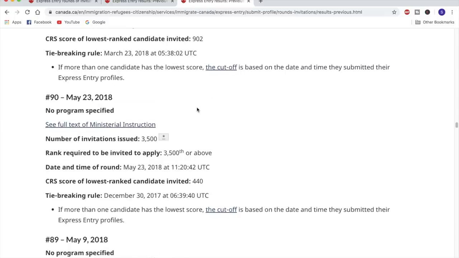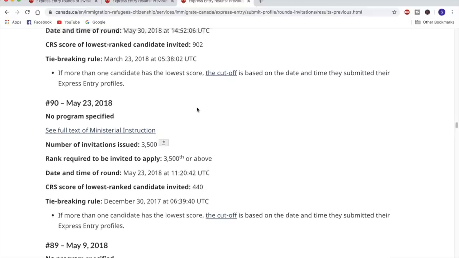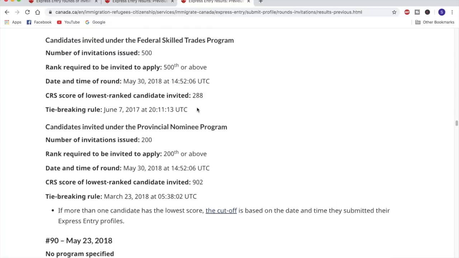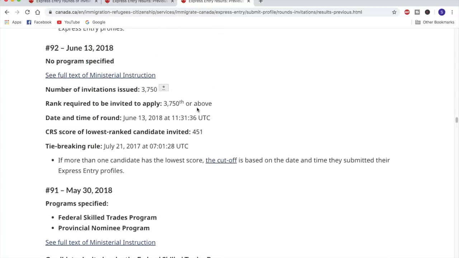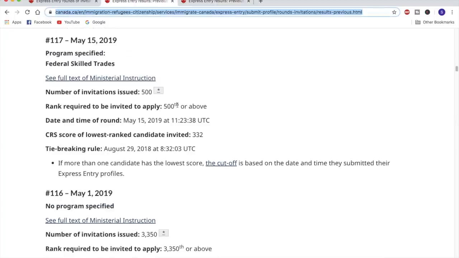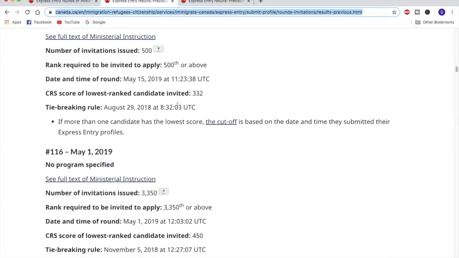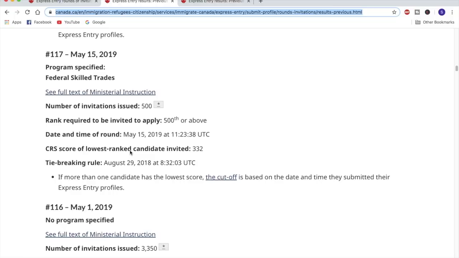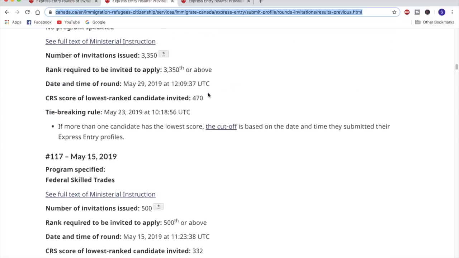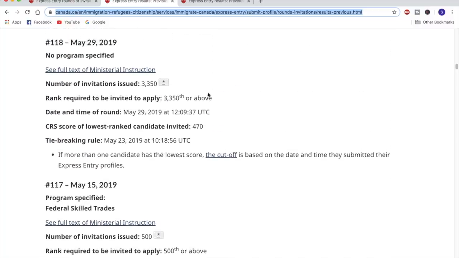If you see the dates here, on May 23rd, 2018, the 90th express entry draw was conducted, while after that, the 91st draw was on 30th May, and then the next draw was on 13th June. You can see a similar pattern in 2019 as well. The 116th draw was conducted on May 1st, and then the next draw, 117, was conducted on May 15th, but it was for federal skilled trades. So the gap between two all-program draws was 4 weeks in 2019.